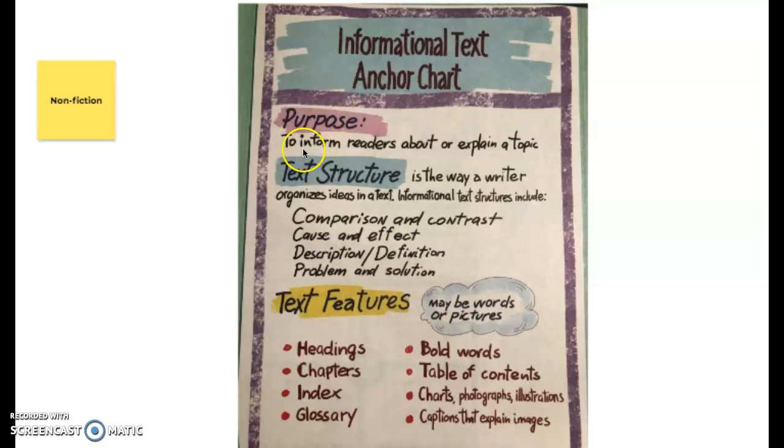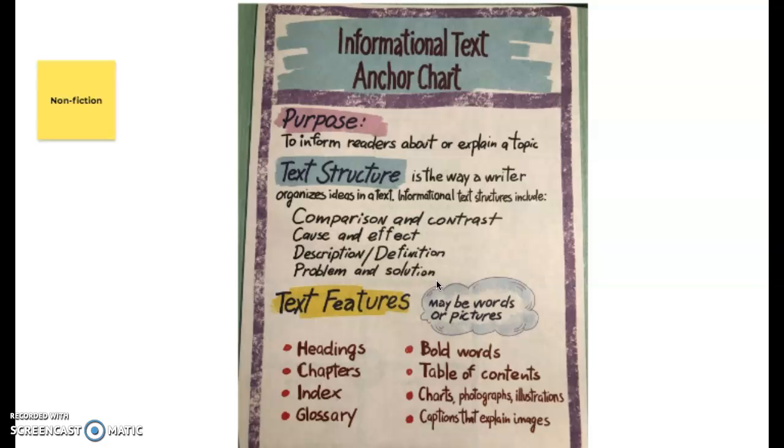The purpose of informational text is to inform readers about or explain a topic. And so when you read informational text, you are trying to learn something from it or gain information about a topic. The text structure is the way that a writer organizes the ideas, and that depends on the author, or it would depend on the subject and how the author wants to relay that subject. So they might do a comparison, they might do a cause and effect, and we can take a look at different nonfictions and see how they're organized, but that depends on how the writer wants to organize the information.